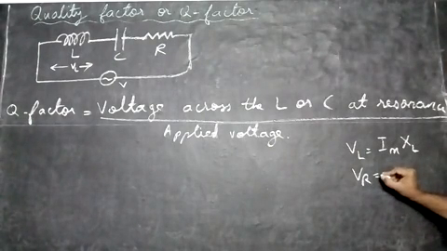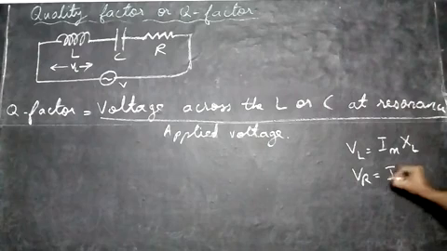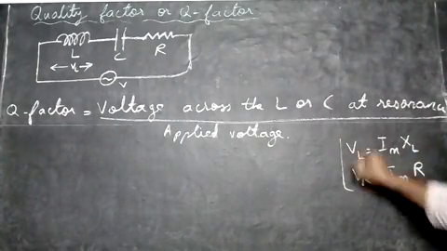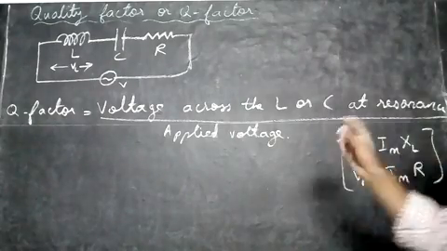The voltage across the resistor, using Ohm's law, is the maximum value of the current into the resistance. V is equal to IR. This is the formula we're going to use here, so remember that. Now we're going to substitute here.